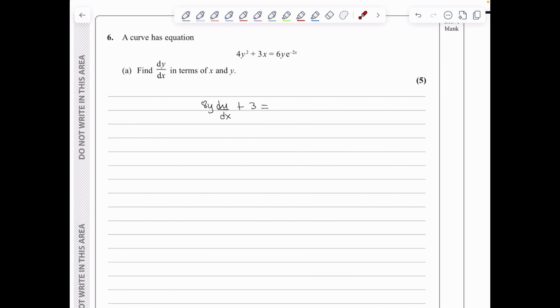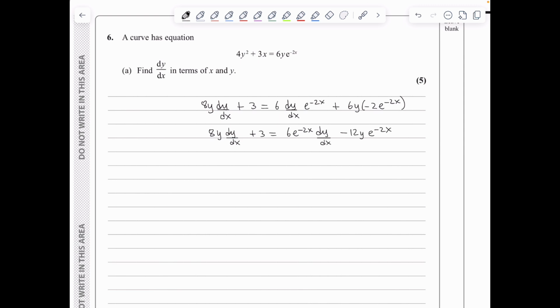And then we need to apply the product rule of differentiation. So the derivative of 6y will be 6 dy/dx, and I keep the e to the minus 2x, plus I keep the 6y, and the derivative of e to the minus 2x is minus 2e to the minus 2x. So we're looking at 8y dy/dx plus the 3 is equal to 6e to the minus 2x dy/dx minus 12y e to the minus 2x.